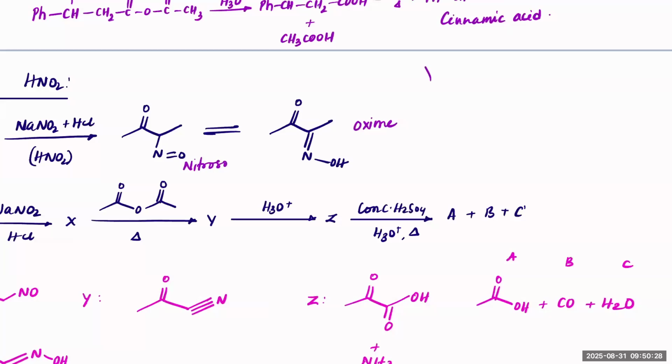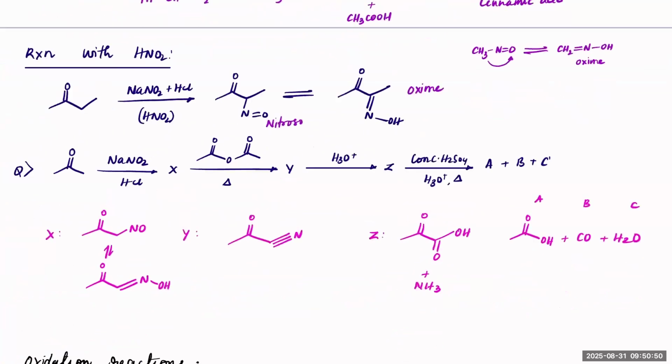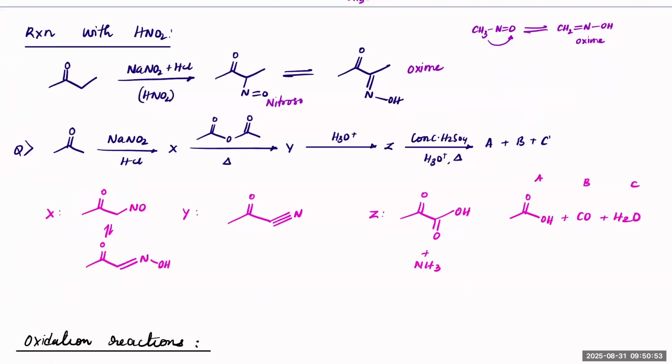Let me show you. Like if you have CH3N=O, this is called nitroso. And if I take a hydrogen and shift it onto this oxygen, I'll get CH2=N-OH. This is called oxime. So this is how the tautomerism takes place. Just like keto-enol tautomerism, we have nitroso-oxime tautomerism. This is the same product form. Clear?